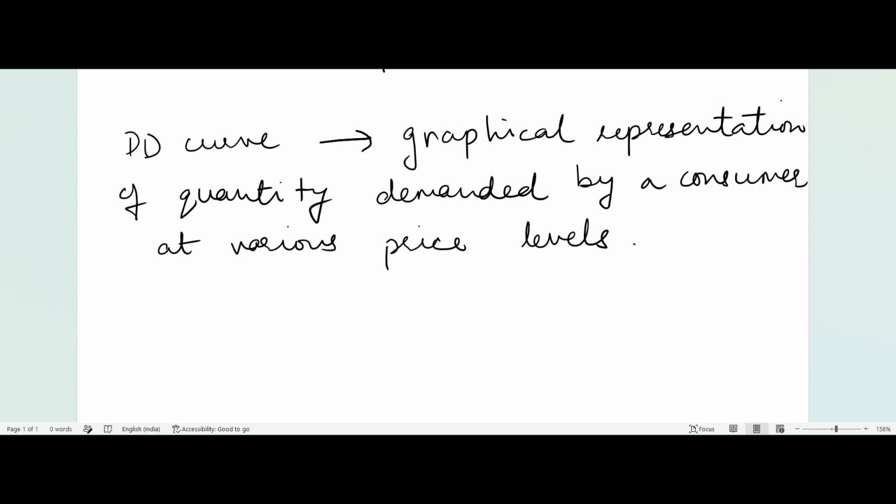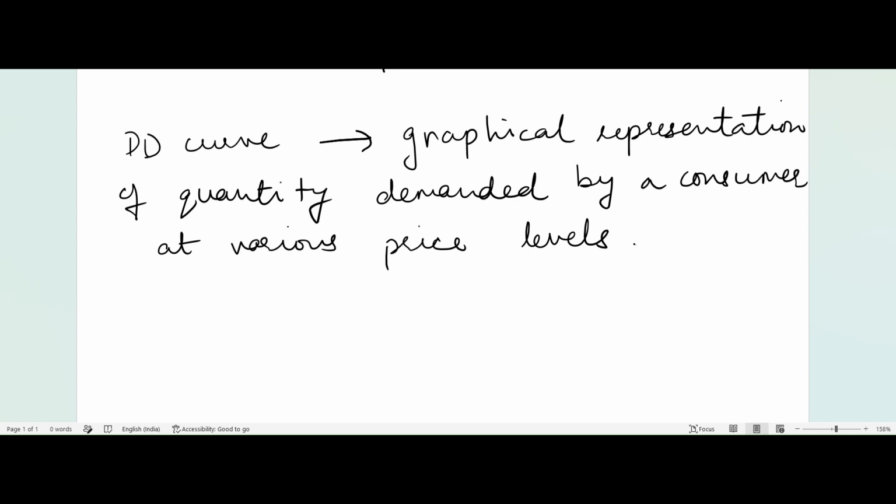If I just want a definition of demand, that's what it is. When I represent that demand definition graphically, that becomes my demand curve. So the curve is basically a graphical representation of quantity demanded by a consumer at various price levels. That's the only difference. Demand curve is the graphical representation, and demand as such is the technical definition.